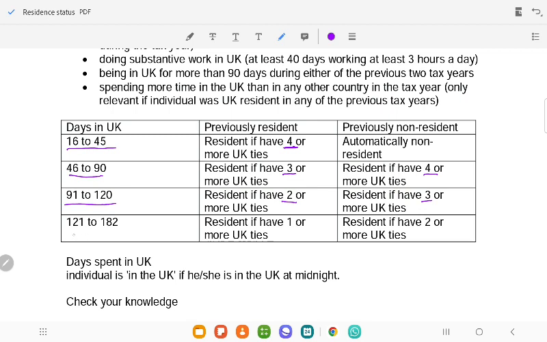And for a stay between 121 to 182 days, if he was previously resident, he needs just 1 UK tie, and if he was not UK resident, he needs 2 UK ties in order to be determined as a resident person. For counting of days, it is necessary that you understand that an individual is in the UK if she is in the UK at midnight.